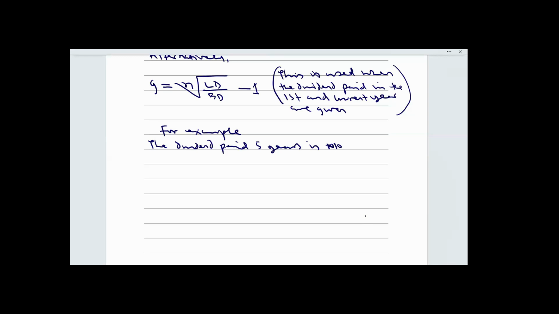Is 10 naira. Why the current dividend is 8 naira. You can see this is the information that will be given to you. The dividend paid in the first year has been given to you as 10 naira. Sorry, I said that one is 10 naira, but this one should be higher. Let's say this one is 15 naira.